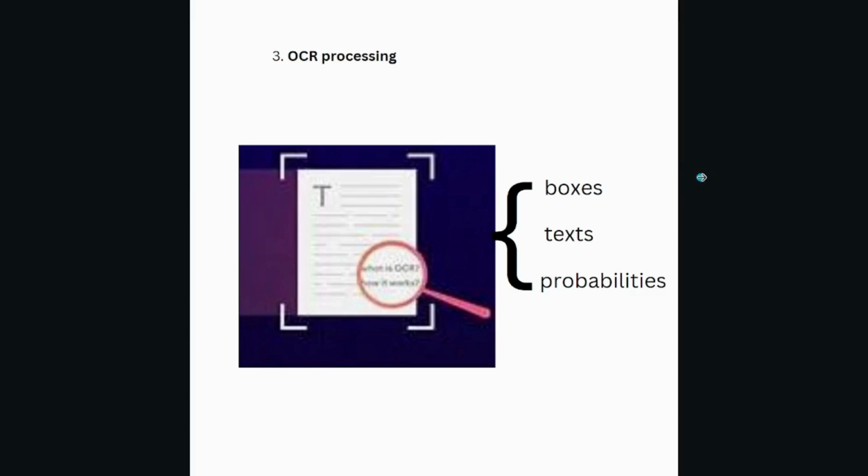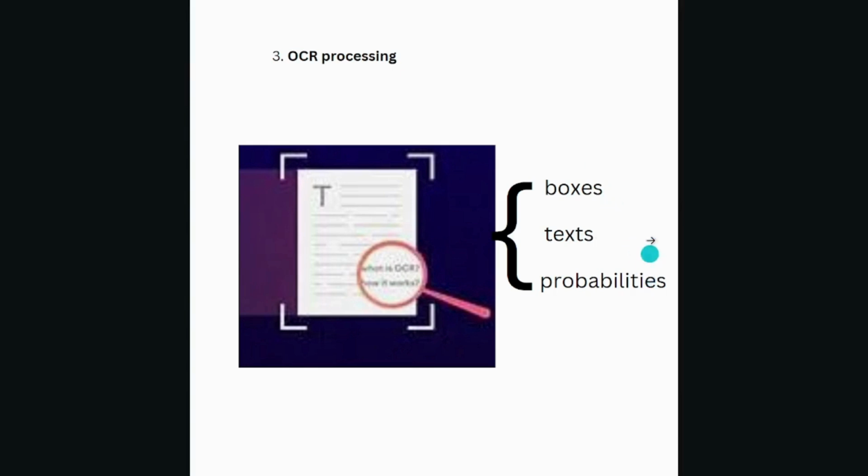The third step is the main step of OCR processing. The image or table that we have provided, or the cropped image or cropped table, is sent for OCR processing via the PaddleOCR model which we have discussed earlier. The model detects and recognizes text based on its deep learning models and returns the output in three forms: boxes, texts, and probabilities of those texts.